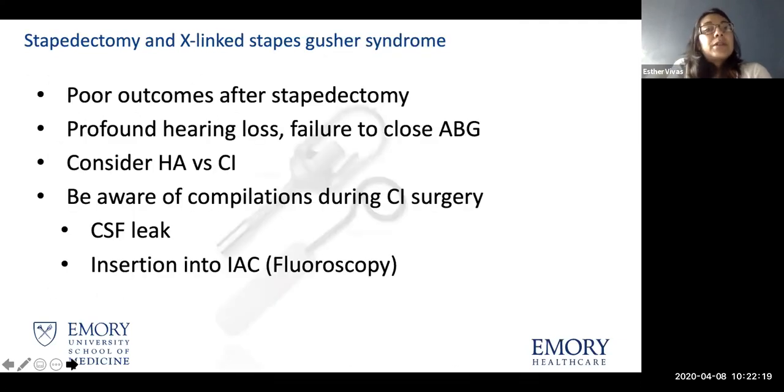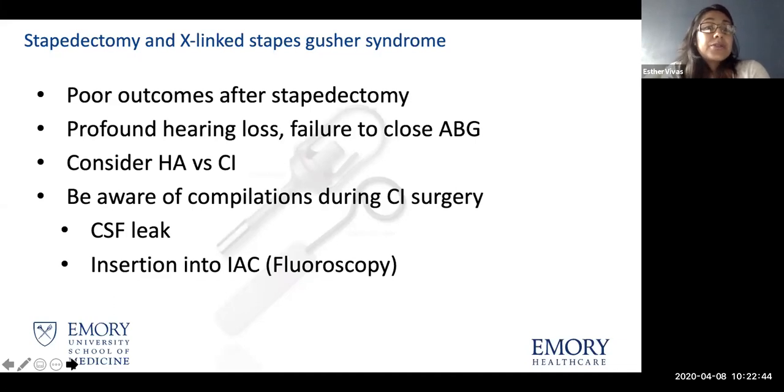As mentioned earlier, the outcomes for stapedectomy in X-linked gusher syndrome are relatively poor, and you have a significant incidence of profound hearing loss. And so we defer surgery in those patients. We really encourage hearing aids, and eventually they progress to cochlear implants, typically later in life.